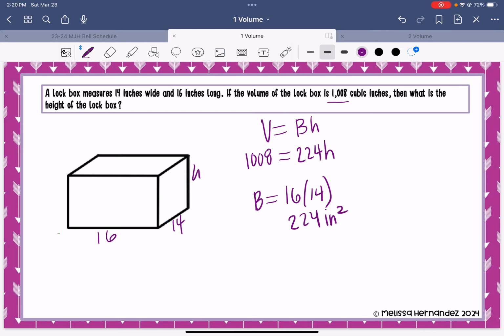Now I can plug that in. Now I'm going to have a one-step equation. 1,008 equals 224 times h. Now I need to solve for h, so I need to isolate it. I'm going to use inverse operations to solve our one-step equation. Divide both sides by 224. 224 divided by itself will be 1. And the height will be 4.5 inches. Okay, let's go to the next one.